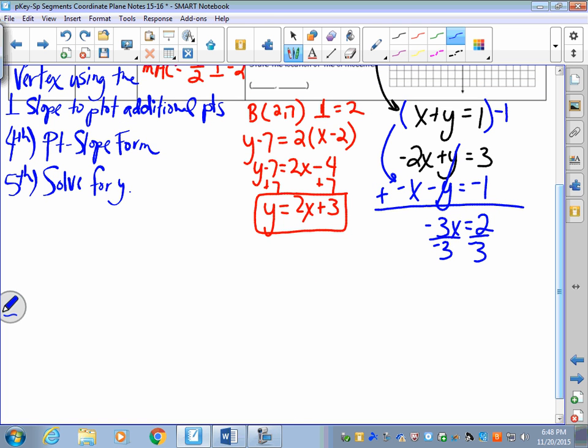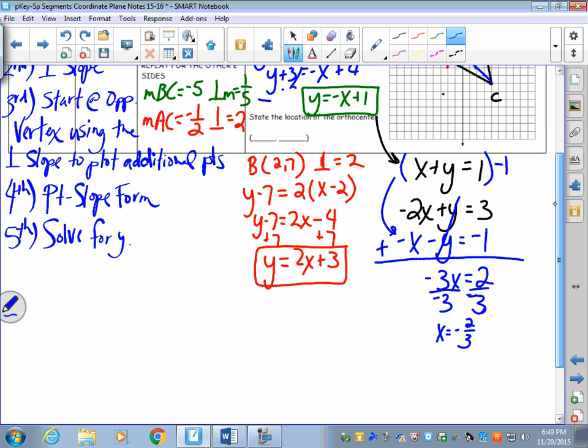All right, I need to extend the page. And then we get x equals negative 2/3. And I overlapped, so let me fix that. So that is our x-coordinate for our orthocenter, negative 2/3.